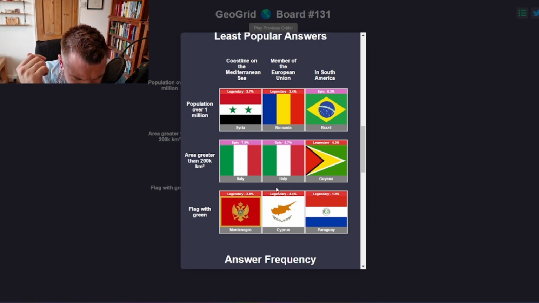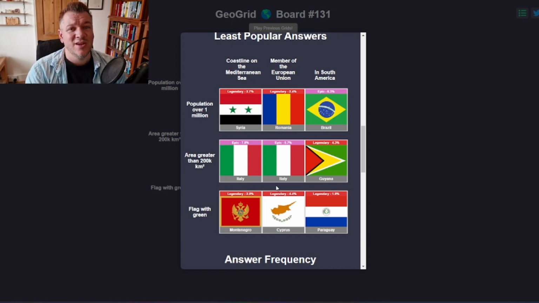For that 2.8% of people, well done. And if any of you out there said Montenegro for green in the flag, goddamn. Anyway, but wait a minute. Is Montenegro not on the Adriatic? I'm being picky. Anyway, no, but it would still be the Mediterranean. I'm just hurt by the fact that I didn't know it.